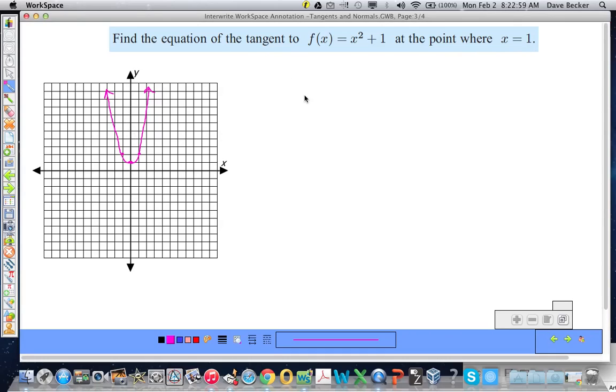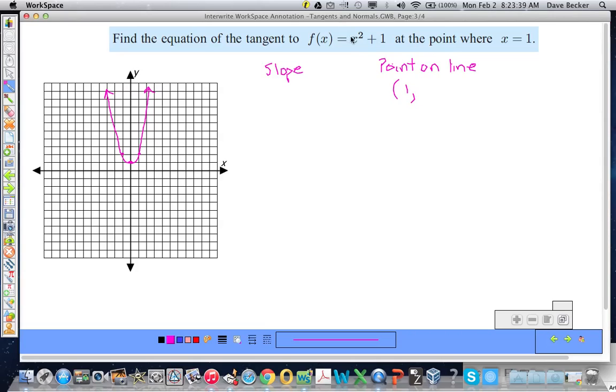Okay, so the tangent is a line. So in order to find the equation of a line, I need the slope of the line, and I need a point on the line. Okay, so let's take care of the point on the line first. We know that the tangent line is going to share this point with the curve. It's going to be on the tangent line and on the curve. So I can easily find a point on the line. I know that x is going to be equal to 1 because that's what I'm being asked here, to find the tangent when x equals 1.